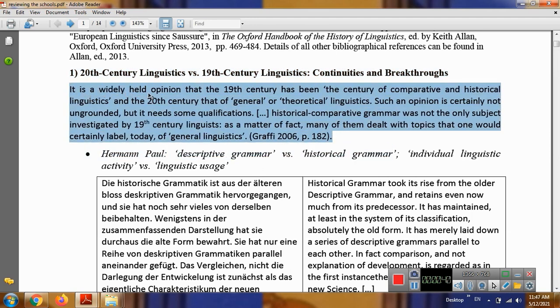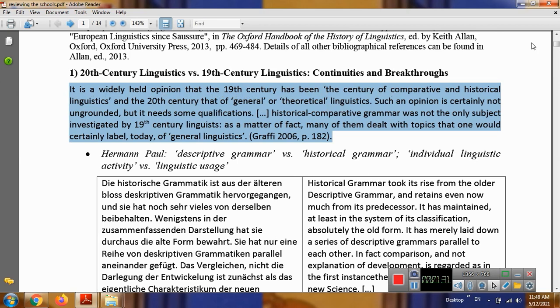It is a widely held opinion that the 19th century has been the century of comparative and historical linguistics. Dear student, in this session we will read many points, all of which are important, and we told you about some of them in the previous sessions. You should know them. For example, in the 19th century, we were concerned with comparative and historical linguistics. I want to repeat it again because it is important. That time was the time of the Neogrammarians.